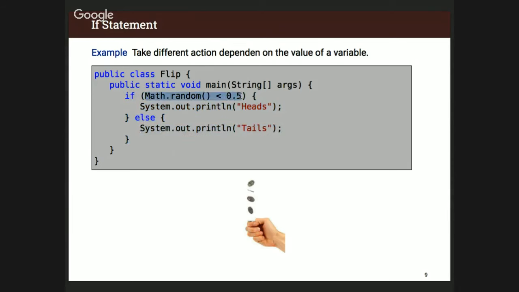So if math.random, that's a library call, is less than 0.5, I do something, and if it's not, I do something else. I can't recall exactly what I told you about math.random, but essentially, it's a random number generator. It's a dice roll. Every time we call math.random, we'll send back a new number that you can't predict. It will be somewhere in the range 0 to 1. You don't know what it is.